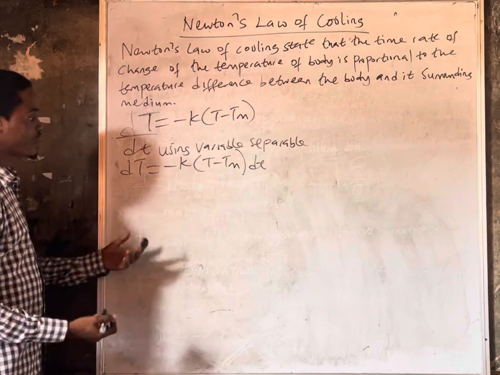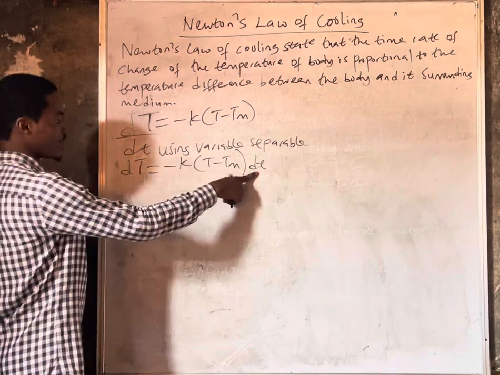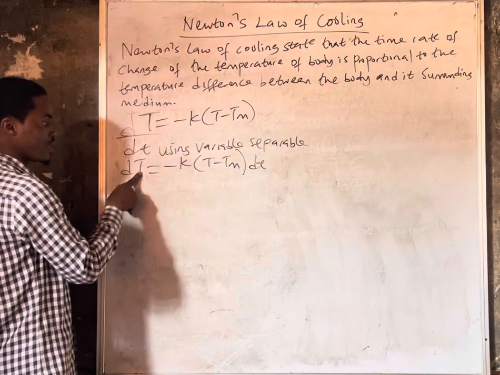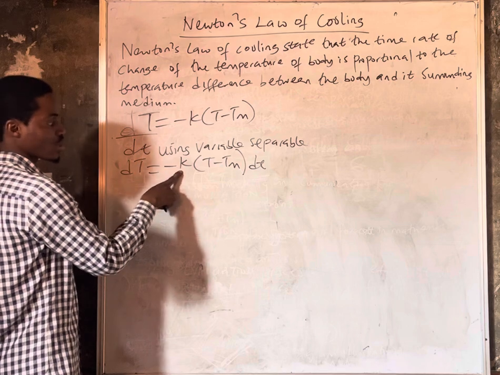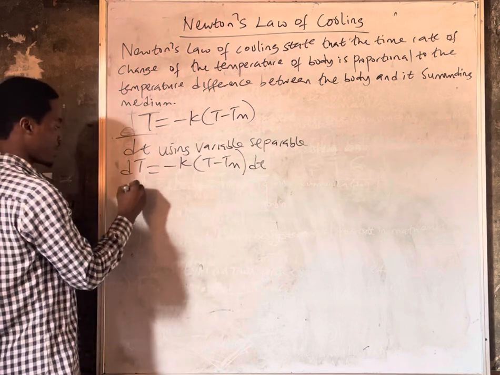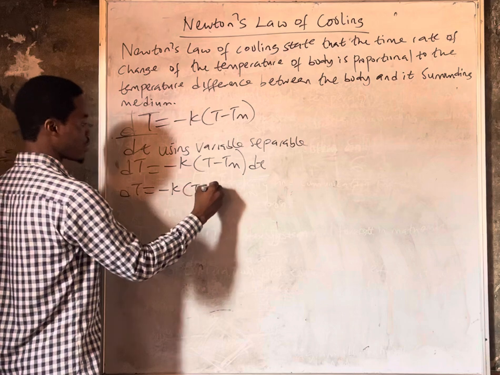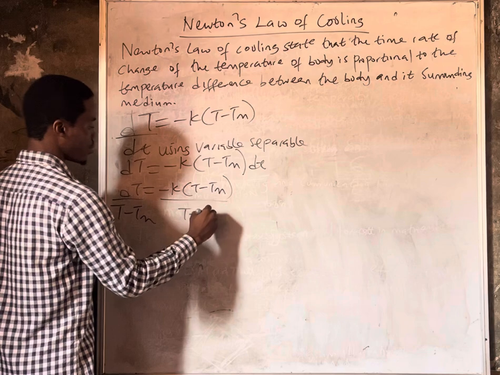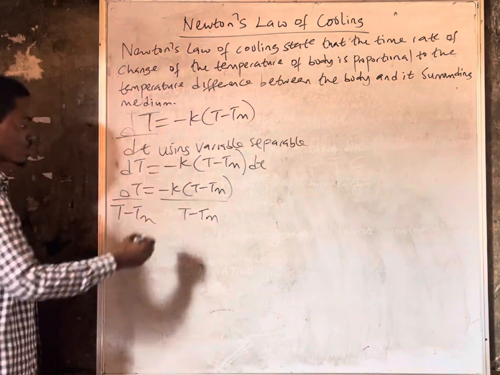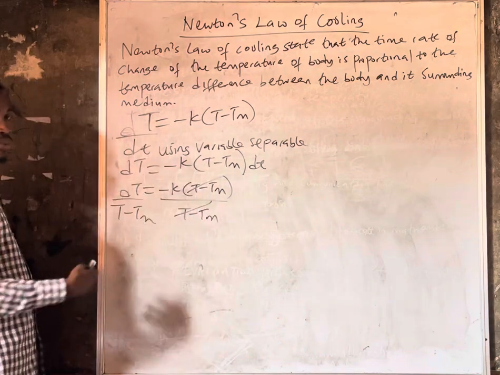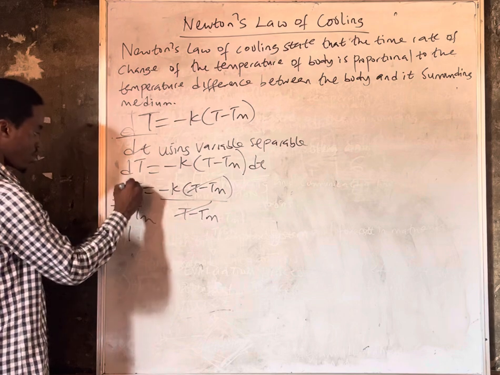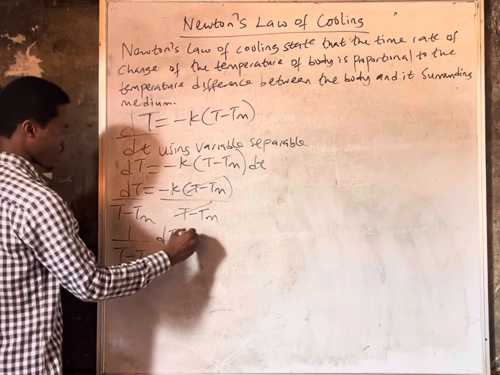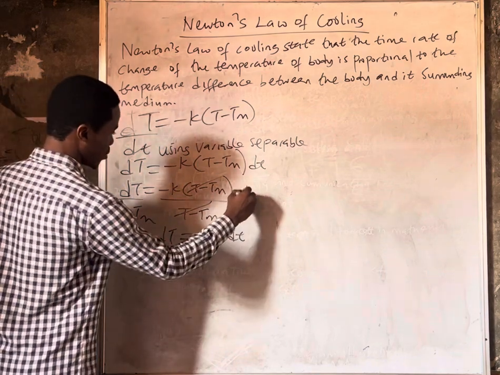We can divide both sides by T minus Tm so that our k will have dt, because we are using variable separable. It means T will take T minus Tm, and when this one is a constant, we take dt. So we now have dT over T minus Tm is equal to minus k(T minus Tm) over T minus Tm. This will cancel, which means we have separated the variables. So I can write this as 1 over T minus Tm dT is equal to minus k dt.